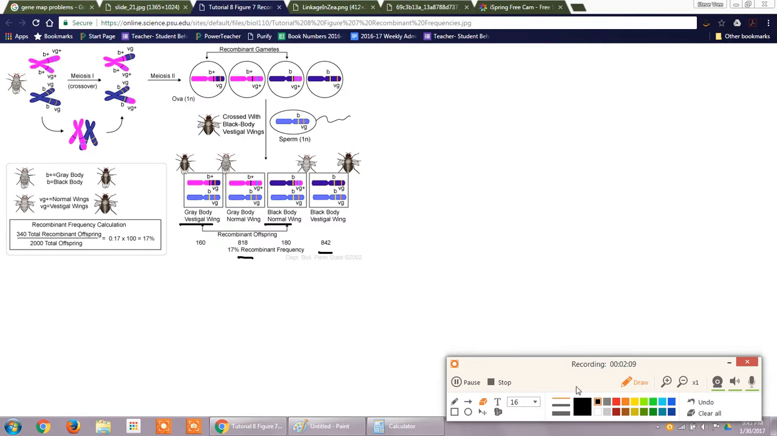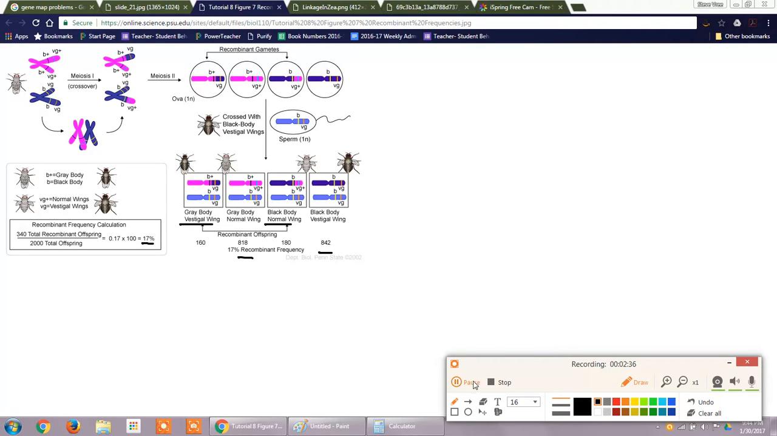And so the way you're going to figure this out is you're going to add up your total offspring, and so that would be the totals of all of these, and you put that at the bottom, and then you'll do the number of ones that were the smaller numbers. Those are going to be a result of recombination, and so all you do is divide those up, and you get the percentage of 17% in this example problem.